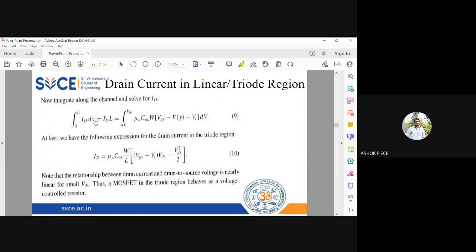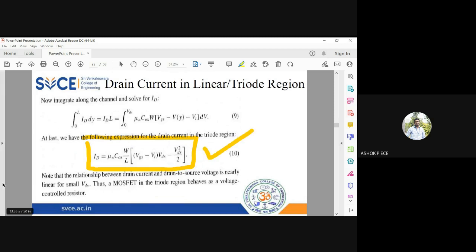So this side is just ID into L equal to, if you integrate, you will get the answer (VGS minus VT) VDS minus VDS square by 2. So if you integrate, you get this answer. So this is the expression for drain current in the triode region.